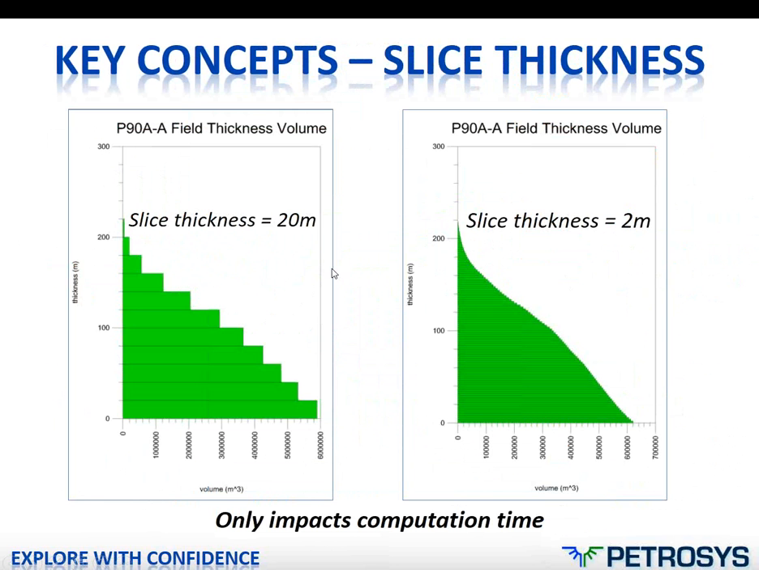The difference, as I mentioned, will be the control that we will have in calculating the volume. So for example, in this case, we have the same volume but different slice thickness. If we see the one with 2 meter slices, we have a better control and better understanding of how each slice is contributing to the cumulative volume. So it's a matter of better reporting and better understanding of how the volume is calculated, but the volume is the same.